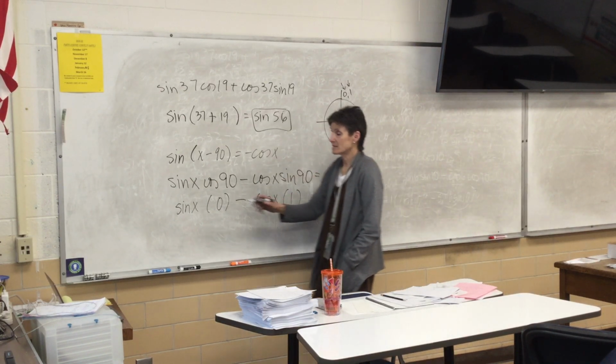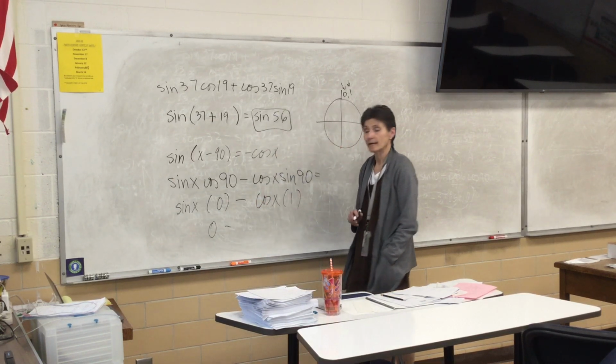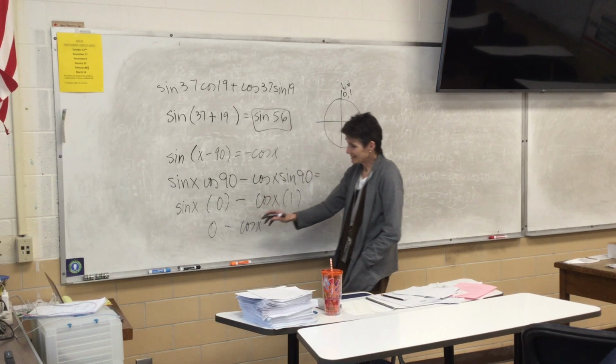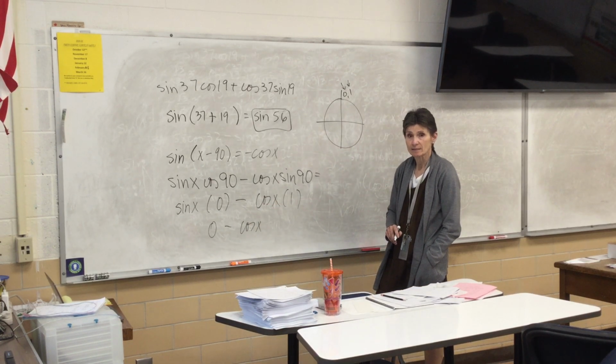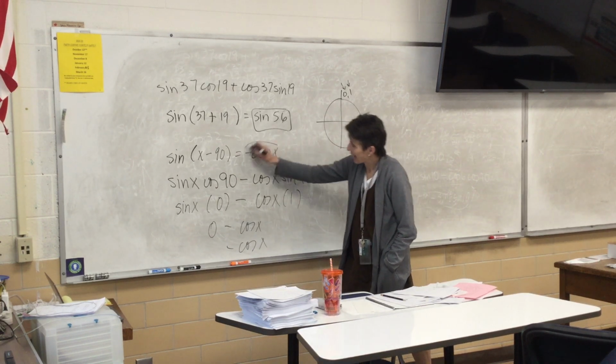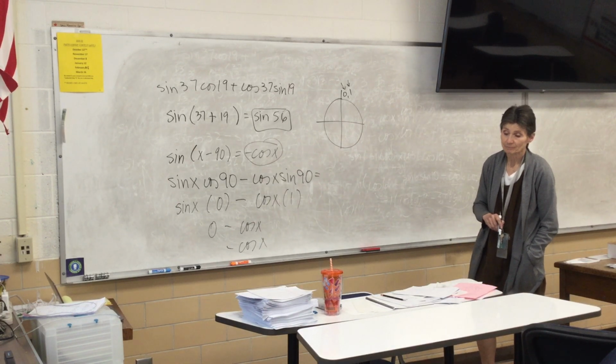So what's sine x times 0? 0. What's cosine x times 1? Cosine x. What's 0 minus cosine x? Negative cosine x, which is exactly what we were hoping that we would end up with.